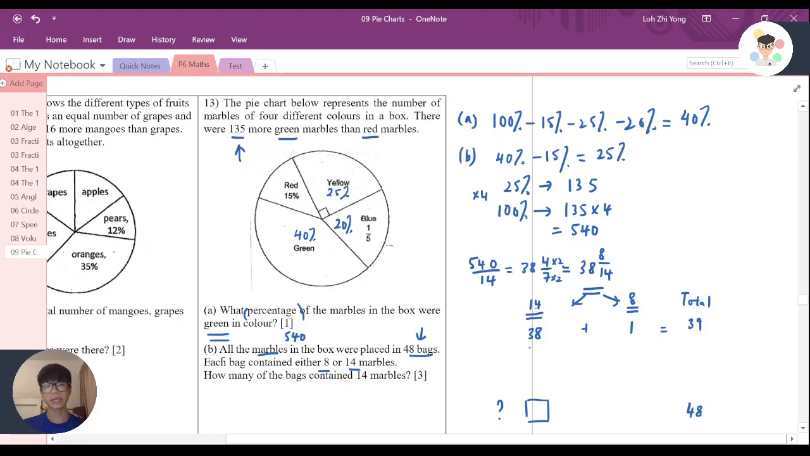So actually we can just manually minus 4 plus 7. However, what we can also try to do is find out what's the difference in the number of bags. So 48 minus 39, what's the difference of bags? The difference of bags is actually 9. So now we need to go through it 9 times.